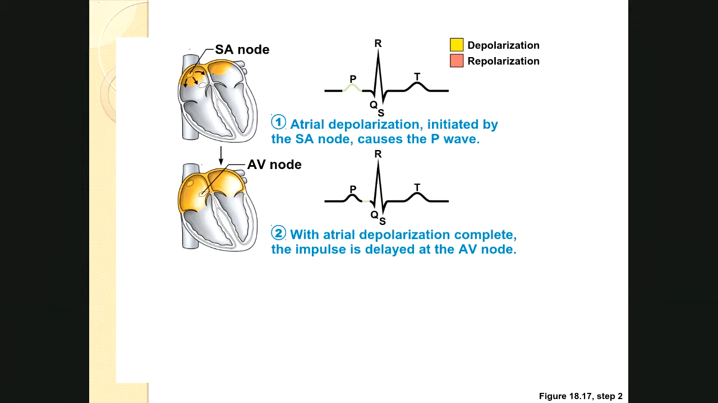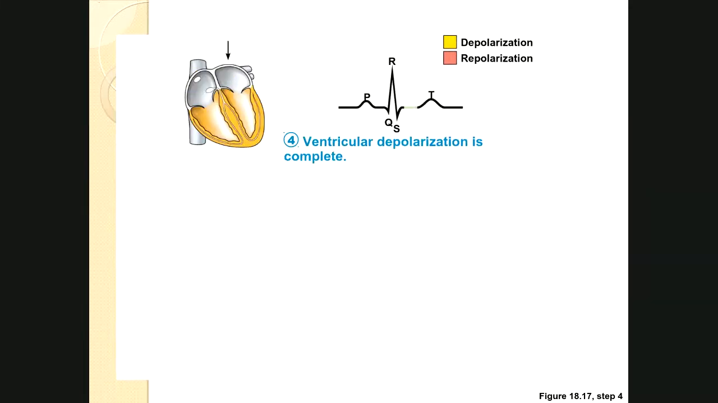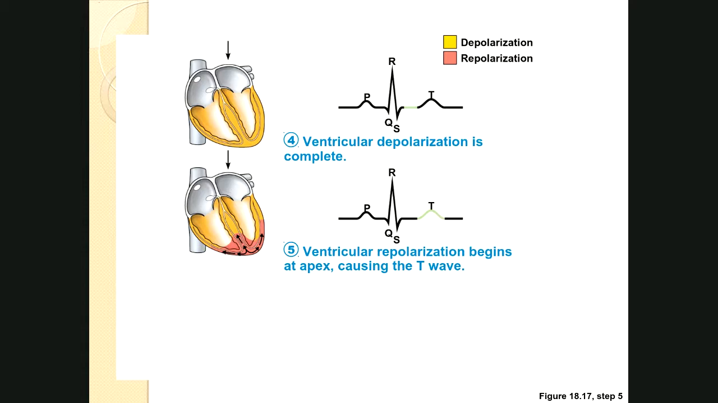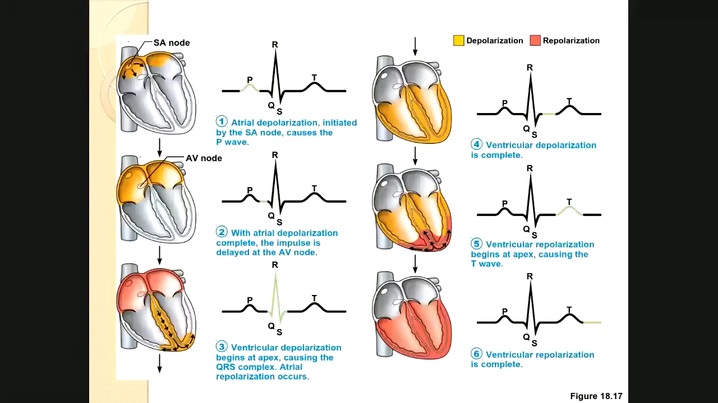As it spreads down, remember this is depolarization, we're going to get QRS. And then we're going to get repolarization. So here's repolarization. Look, that's the beginning of repolarization. And so repolarization is this T wave. So hopefully you can follow all through this. As this is happening, that's happening, and so on all the way through.